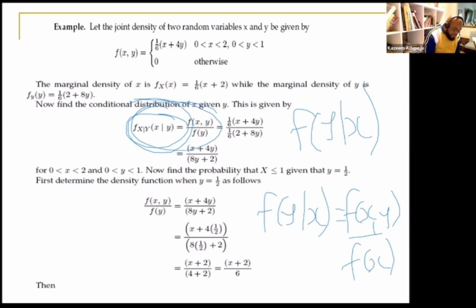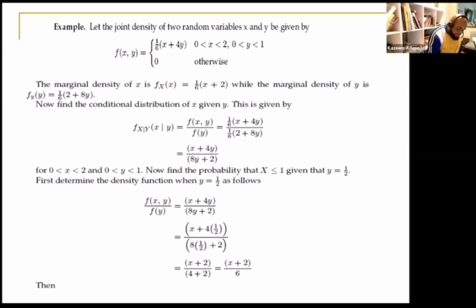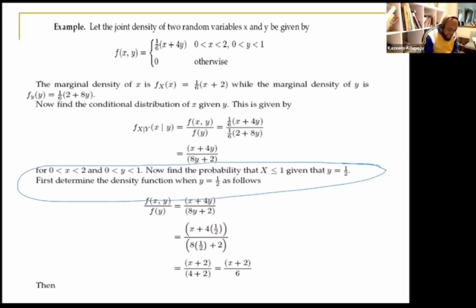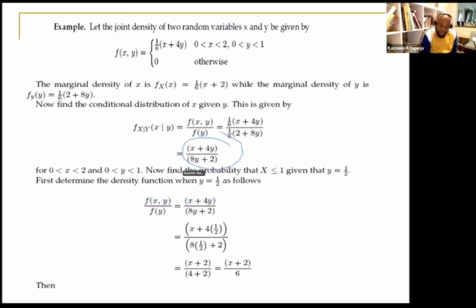Now another thing you may want to find is this. Now that we've obtained the conditional of x given y, we can find the probability that x is less than or equal to 1, given that y equals 1 over 2. You know what you're going to do? Given that y equals 1 over 2, you first plug in 1 over 2 where you see y. That's exactly what I'm doing here. Anywhere I see y, I plug in 1 over 2, and after plugging in, I simplify. I'm basically going to have this, and then I can find the probability.